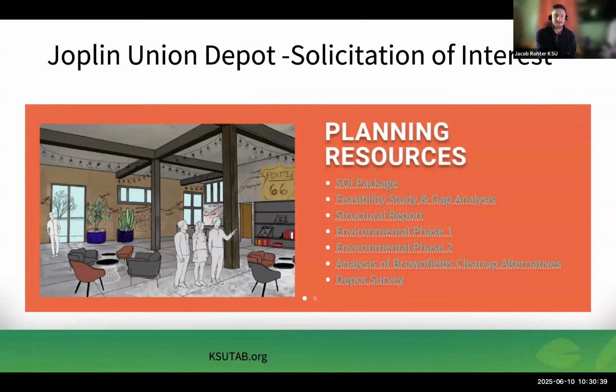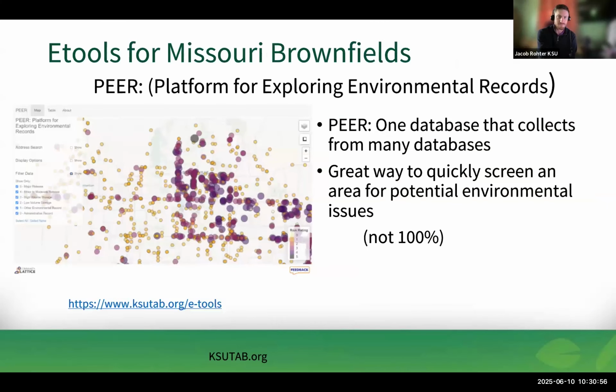Here's a good example of what the Union Depot put together as a solicitation package. Things like structural reports, environmental reports, analysis of brownfield cleanups that Sarah was talking about, some ideas on what the redevelopment could be, market studies, things like that. I think that's an important thing when you're doing a brownfield project.